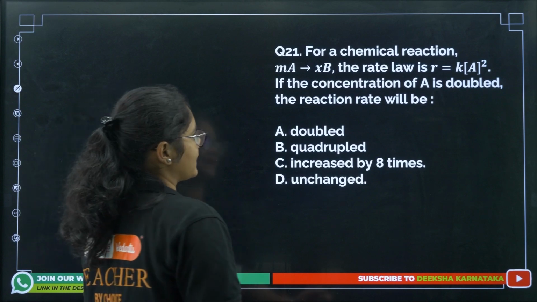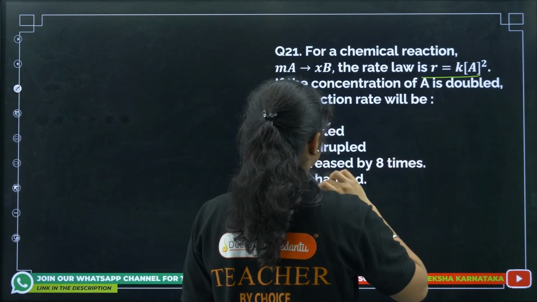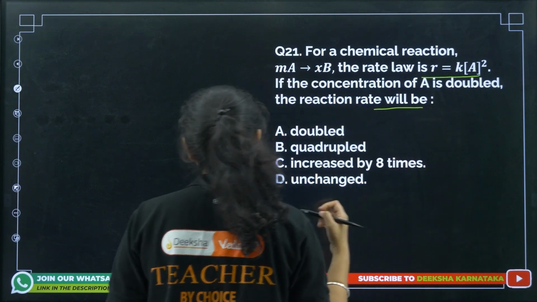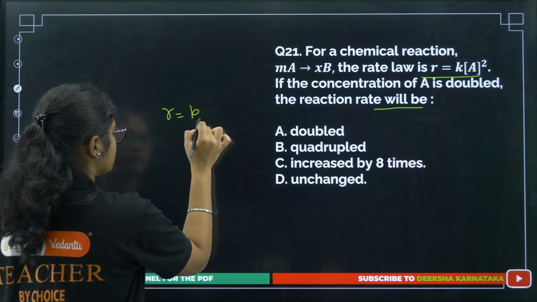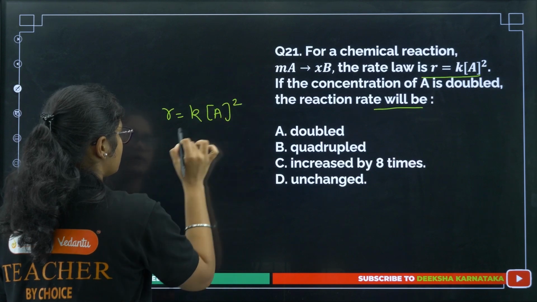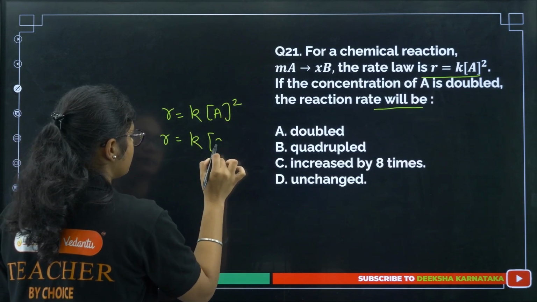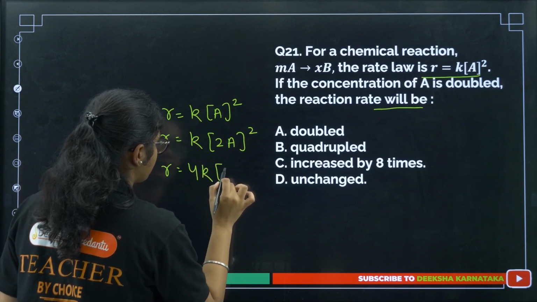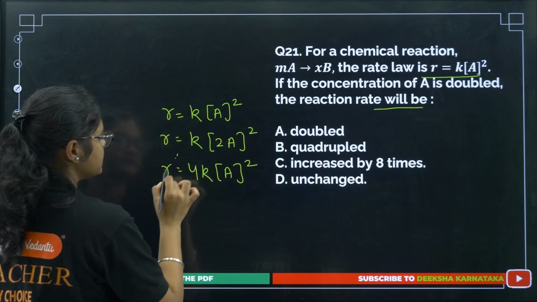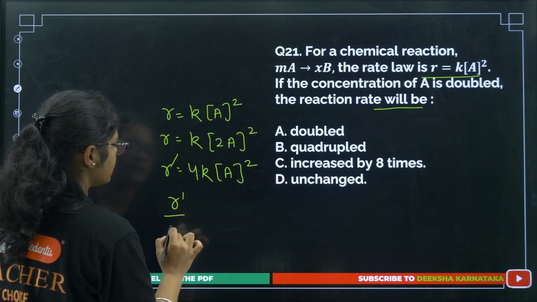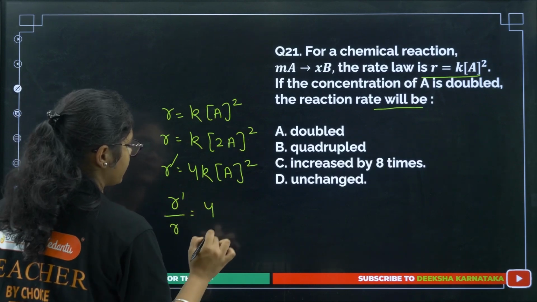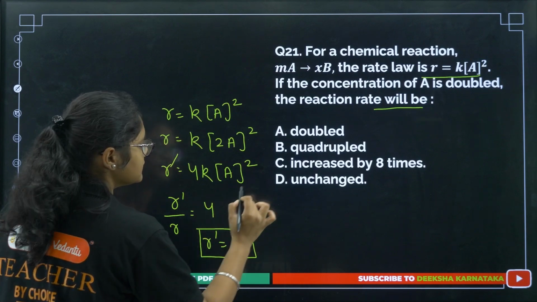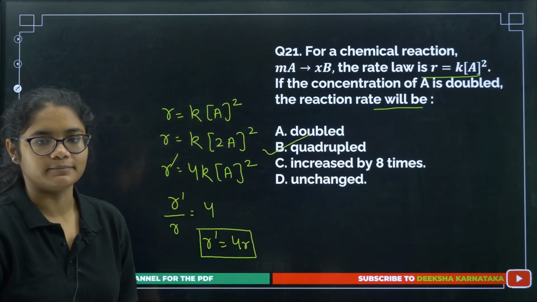Next, for a chemical reaction, the rate law is given. If the concentration of A is doubled, what will the reaction rate be? This is a very simple question. You have R = kA². Now if the concentration is doubled, it has become 2A, so it becomes 4A²k. This is R'. So what is the relation between R' by R? That is again 4 times. So the new rate is 4 times the initial rate. The correct answer here will be option number B.